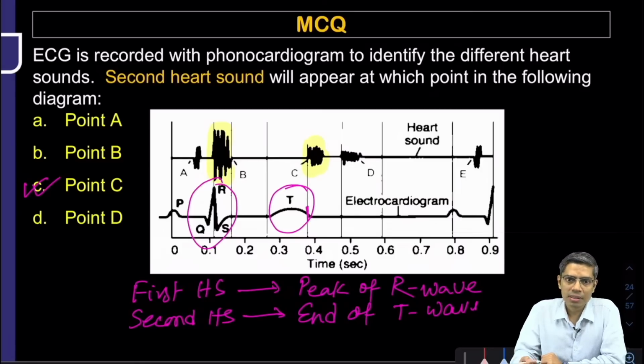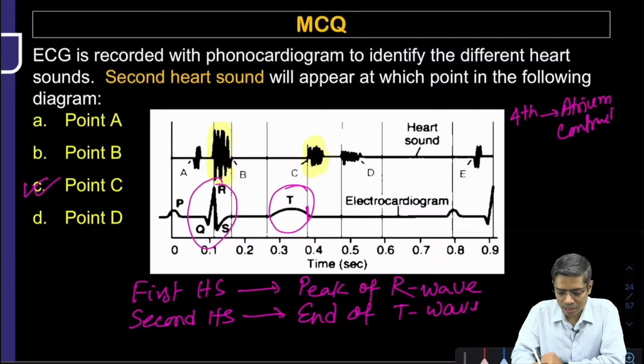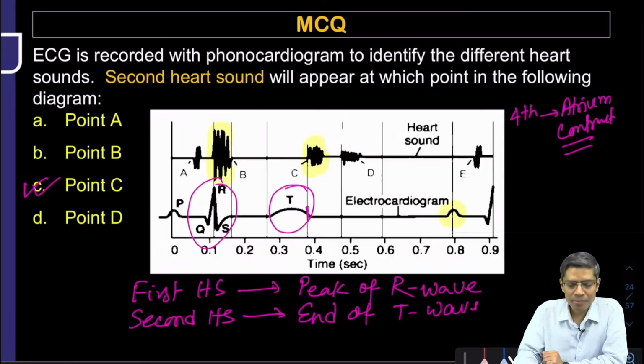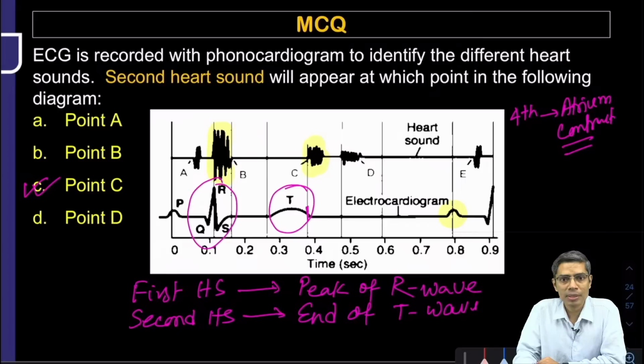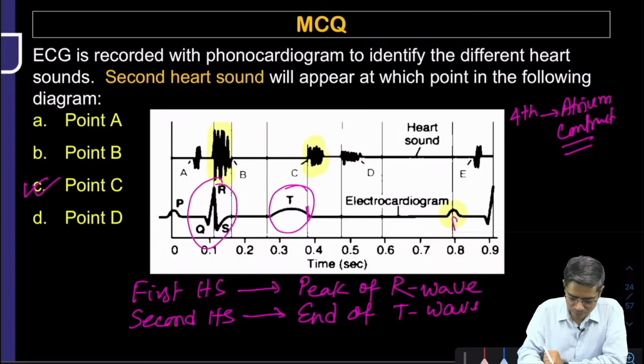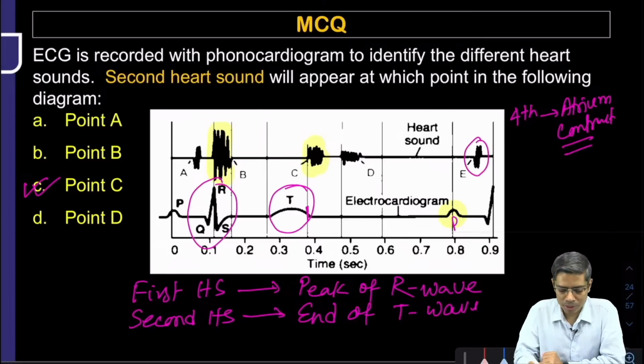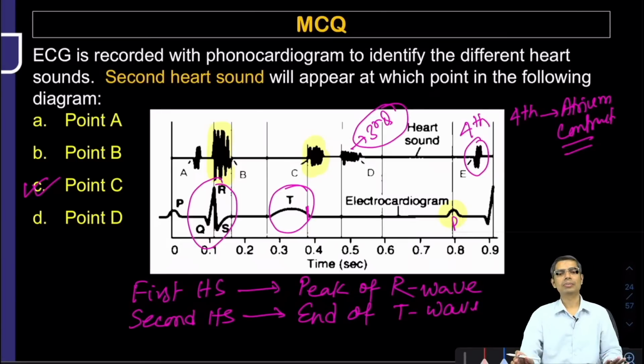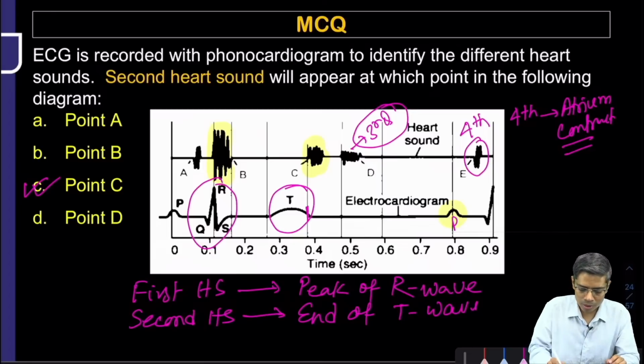And how to identify the third and fourth heart sound? We know that the fourth heart sound is due to atrium contraction. Atrium contraction means you require atrial depolarization. Atrial depolarization means P wave. So, any heart sound appearing just after the P wave, right. So, if this is your P wave, this heart sound is appearing just after the P wave. So, this is my fourth heart sound, and in between, any heart sound that is appearing, that is a third heart sound.